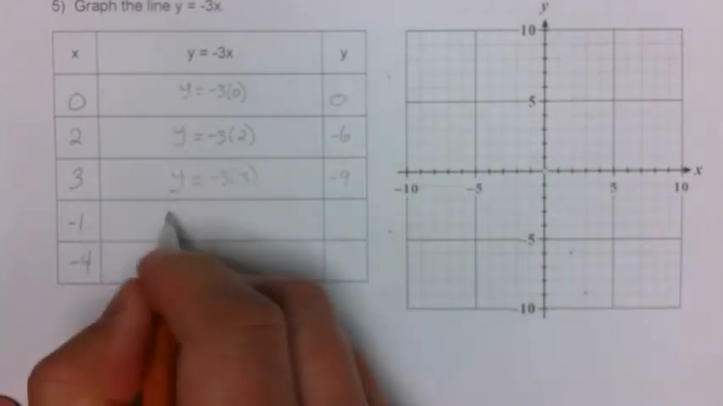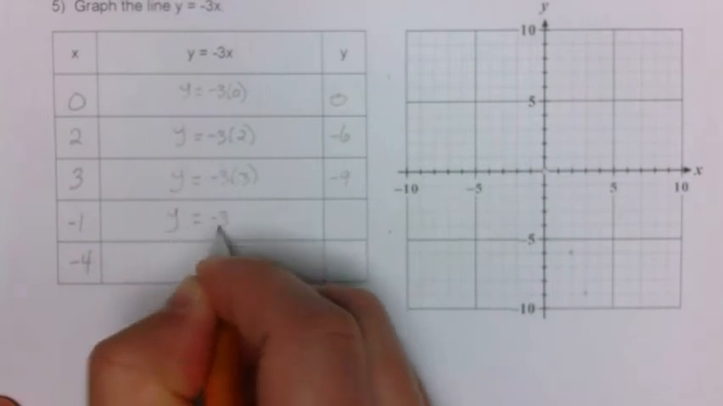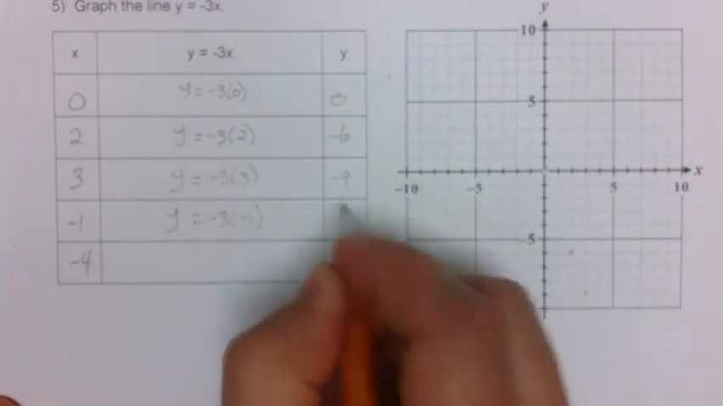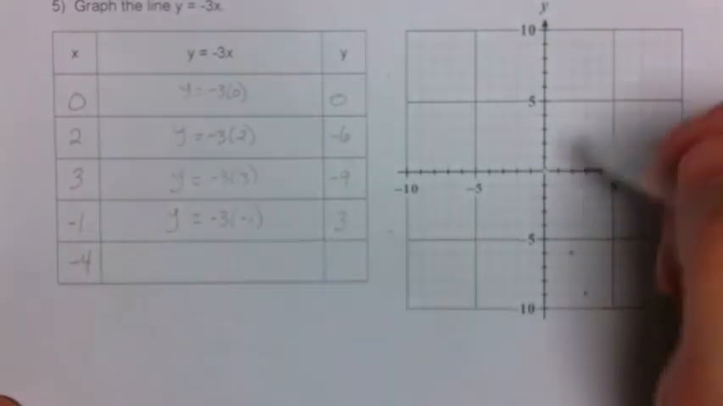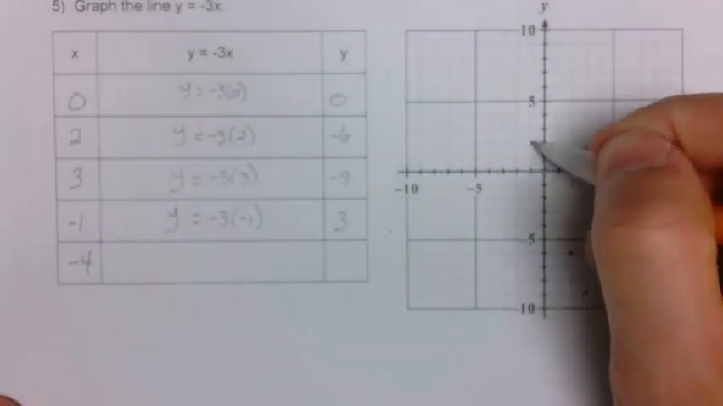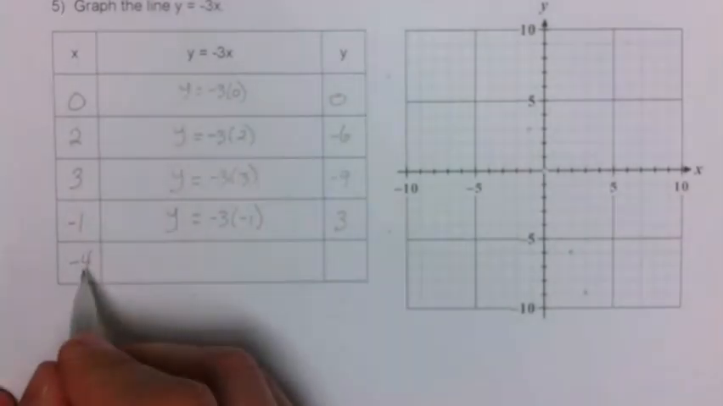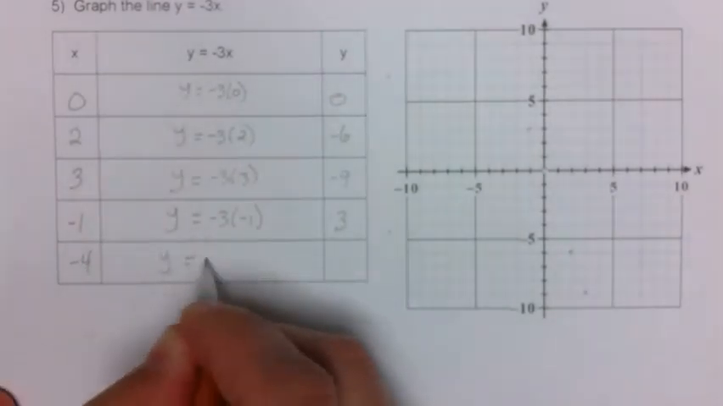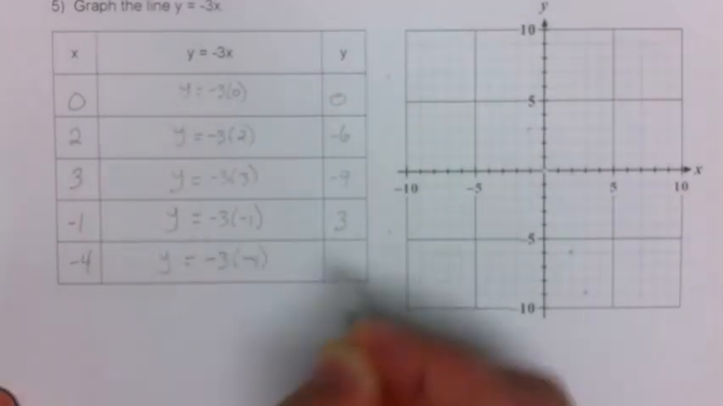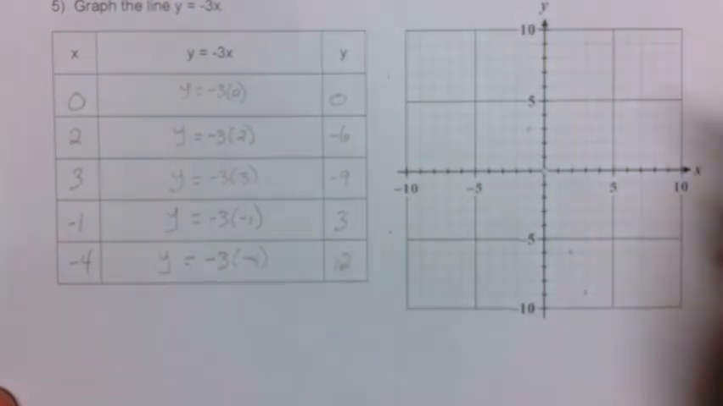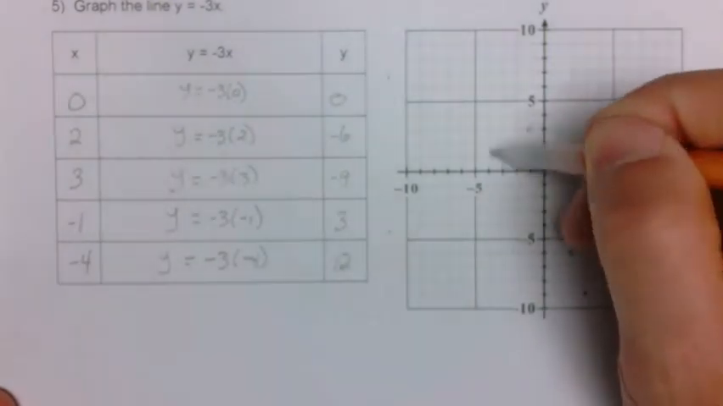X is negative 1. Y equals negative 3 times negative 1, which is going to be positive 3. Negative 1, 1, 2, 3, up. There we go. And x equals 4. Y equals negative 3 times negative 4, which equals 12.